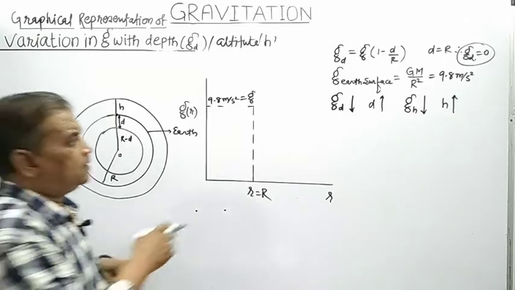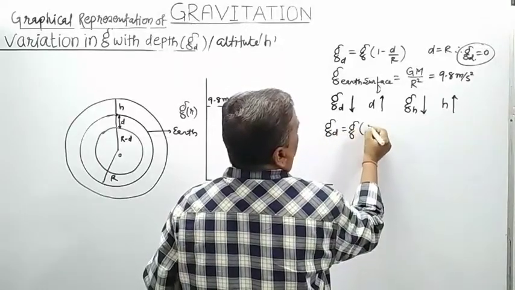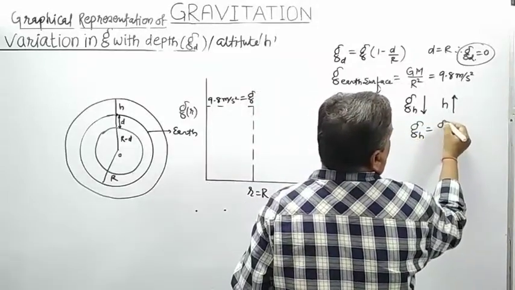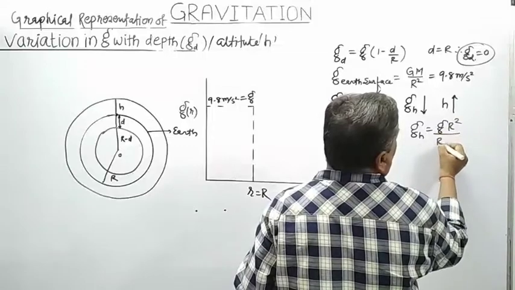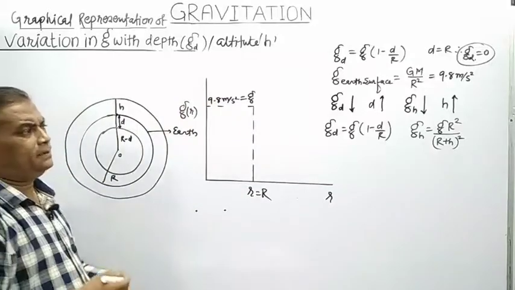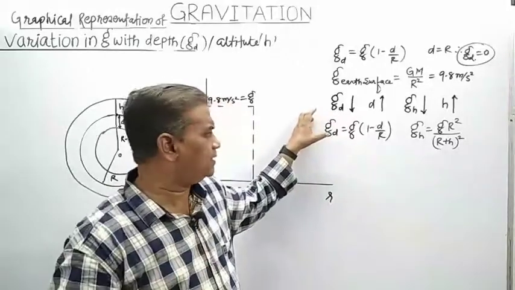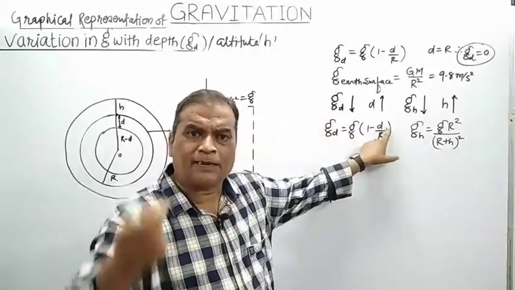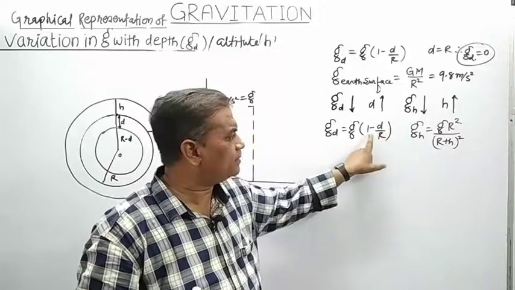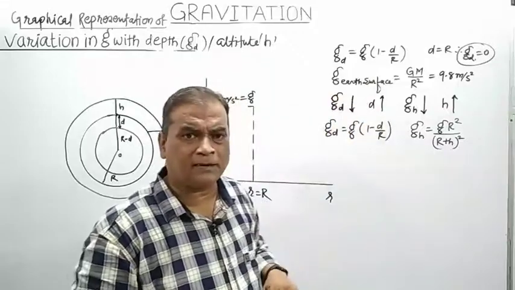see what happens? g_d is equal to g into 1 minus d by R, and g_h is equal to g into R square divided by R plus h whole square. What I am saying is that acceleration due to gravity g will decrease when the depth at which the object is kept increases. See here, as d increases, d by R increases, 1 minus d by R decreases, means g_d decreases. So g_d decreases when depth increases.